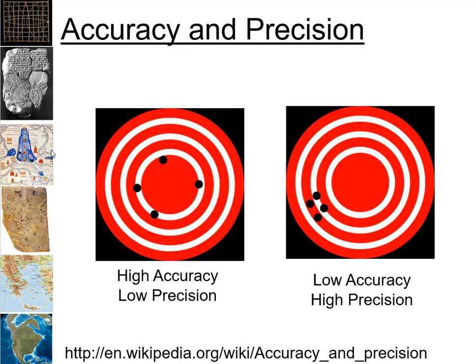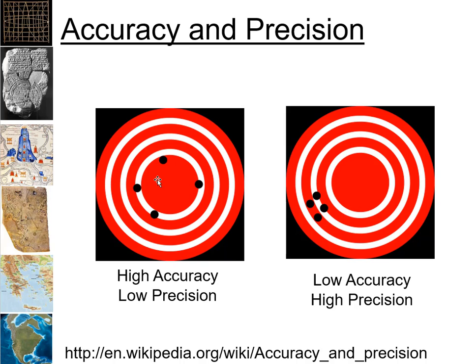Okay, two very important terms, accuracy and precision. Both of these talk about uncertainty, but of different types. If you are accurate, then you are on target. If you are precise, then you have high repeatability, okay? Or your data is clustered together.